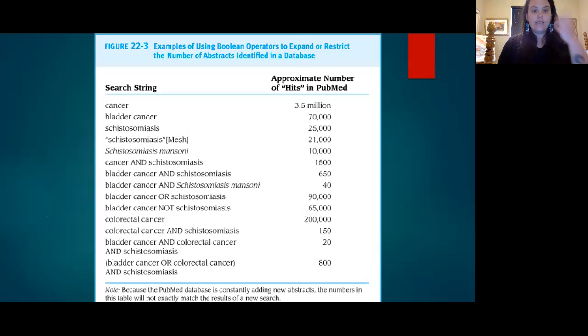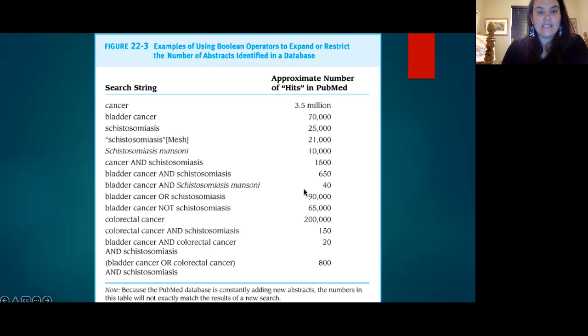So again, this is from your book, and I think it's very interesting to see, because if you just type in cancer in PubMed, and I guarantee you that's more now, you get millions of articles. And then you type in bladder cancer, and of course it goes from 3.5 million to 70,000, and then a specific type of bladder cancer. So you're really looking at more specific as we go down this list.